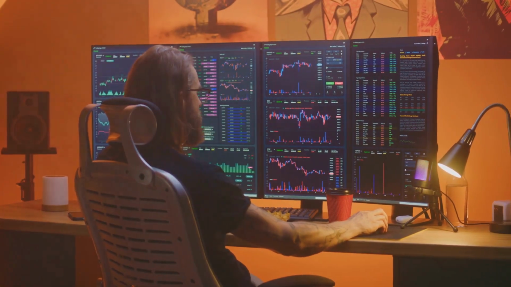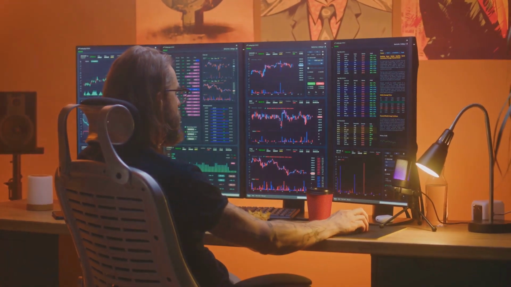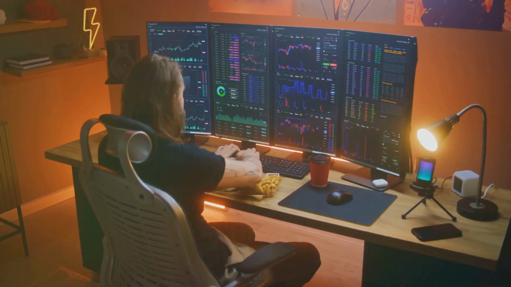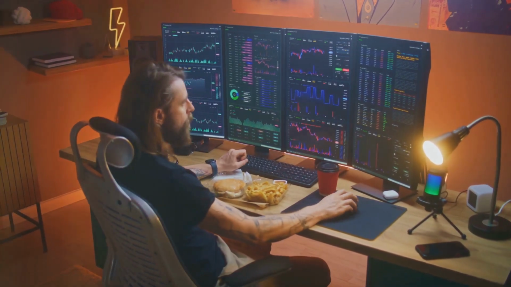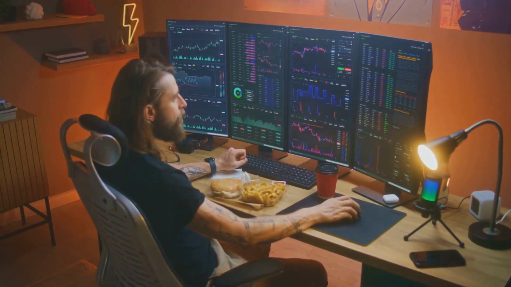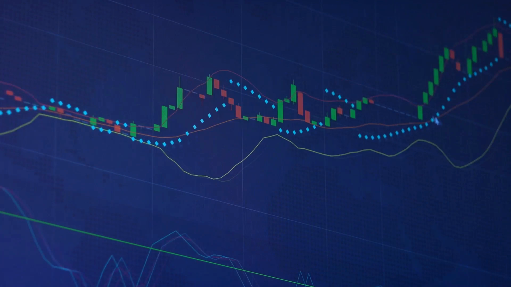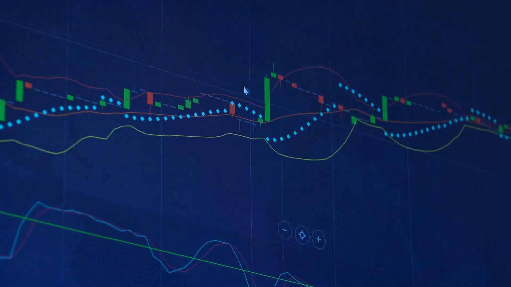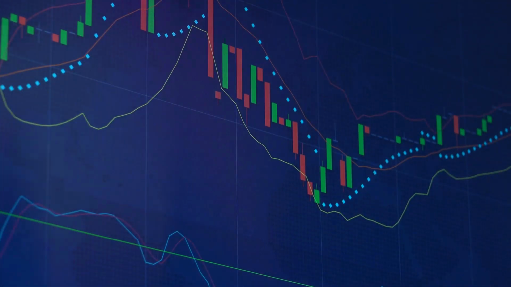Emotions can cloud judgment and lead to impulsive decisions. It's crucial to control your emotions and stick to your trading plan, even when the market is moving against you. Remember, there will be losses along the way, but it's important to stay focused on the long term.